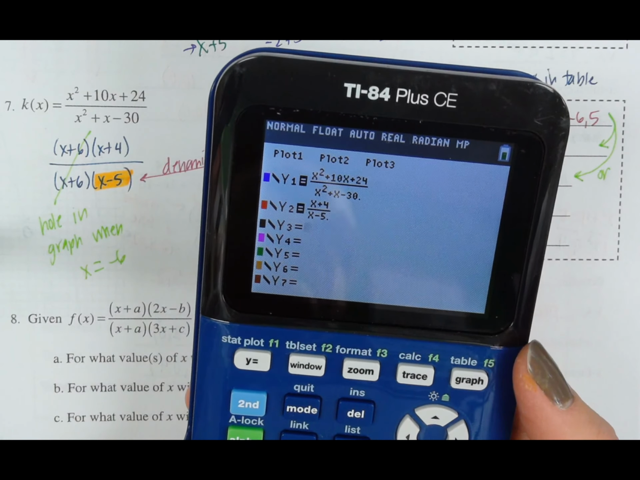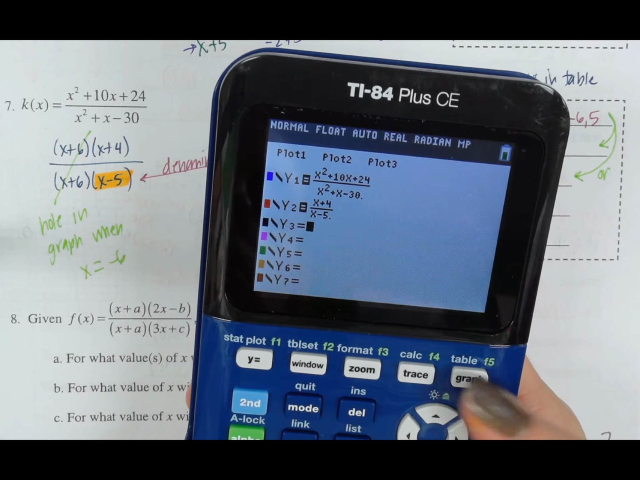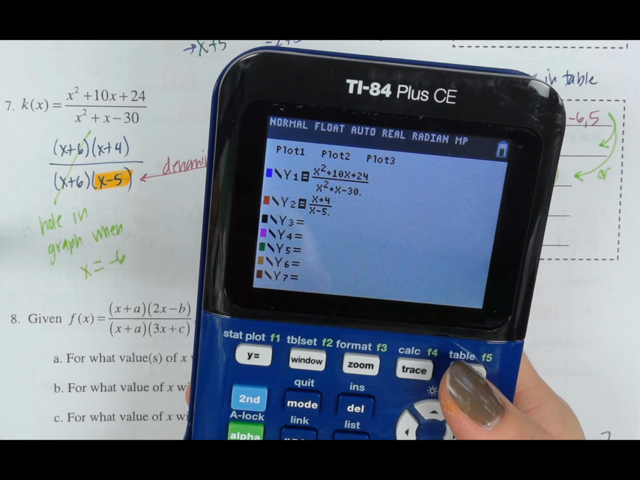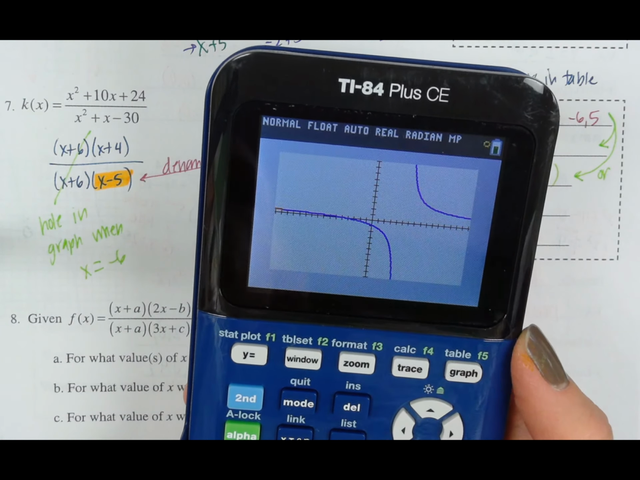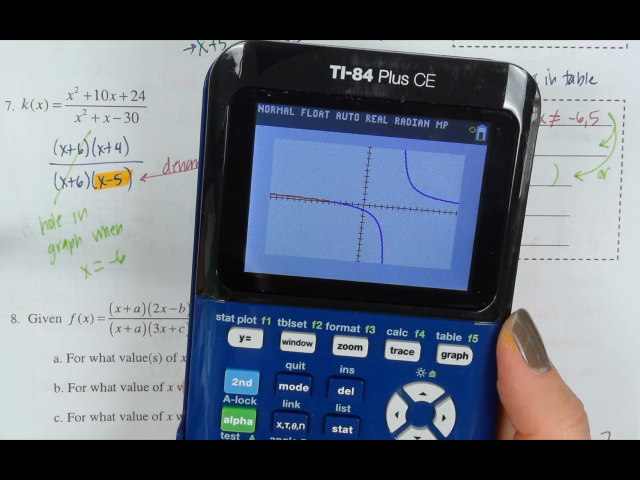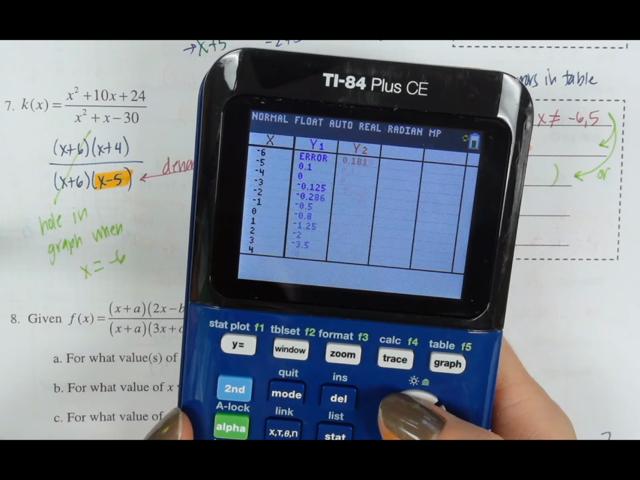And when you graph it, they should create the exact same graph, so it shouldn't look any different. Like when you hit graph, you shouldn't all of a sudden see 2 different graphs. If you do, then you factored it wrong. But if I hit graph, this is especially nice on the color ones because you can see like the red line tracing over where the blue line is.